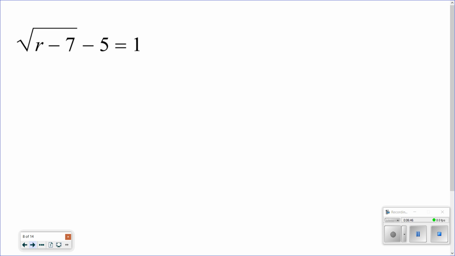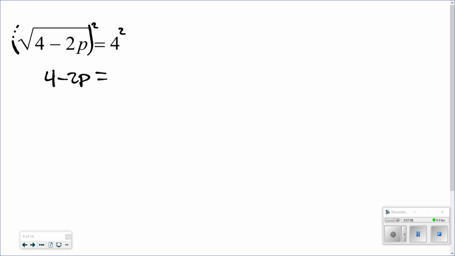Let's get past this next one. That one's really similar to the other ones we've done. Let's try this one here. So I have the square root of 4 minus 2p is equal to 4. First, get the radical by itself, get the square root by itself. This one already is by itself. So now, get rid of the square root. I'm going to square both sides. So I end up with 4 minus 2p on the left side. 4 squared is 16 on the right side.